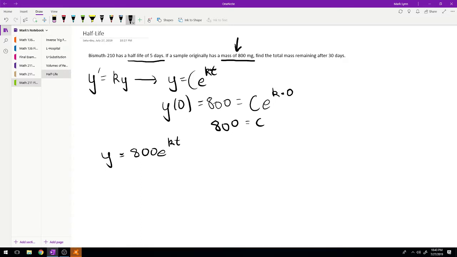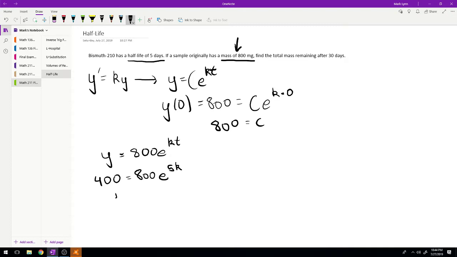Now we'll solve for k using the second piece of information, that the half-life is 5 days. Now this is the one tricky part, just recognizing what half-life is, and that's essentially saying that after 5 days we have half the original amount. Well, the original amount was 800, so half of that would be 400. So if I plug in 400 for y, and then the time t is 5 days, now all I have to do is solve for k.